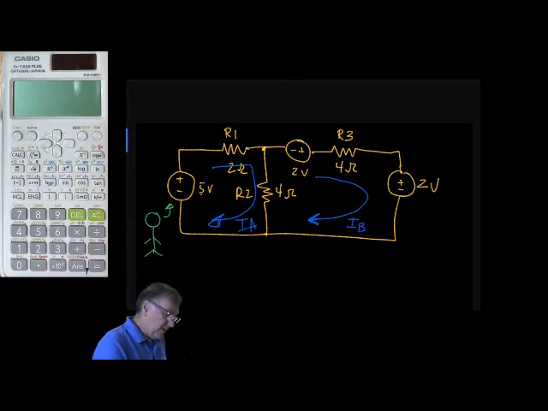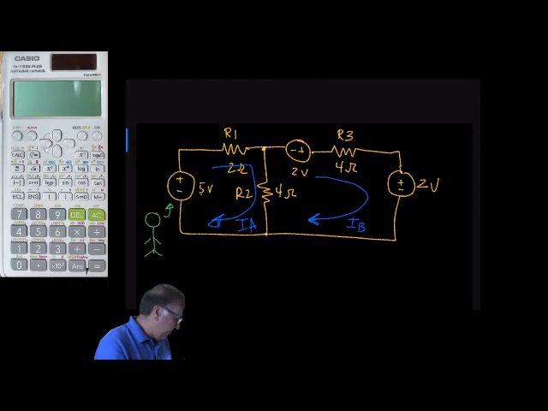We see we have a 5 volt voltage source, a 2 volt source, and another 2 volt source over here with some resistors. We have current through 2 loops, I sub A and I sub B. Currents should always be drawn in the clockwise direction for convention. So that's something to keep in mind.